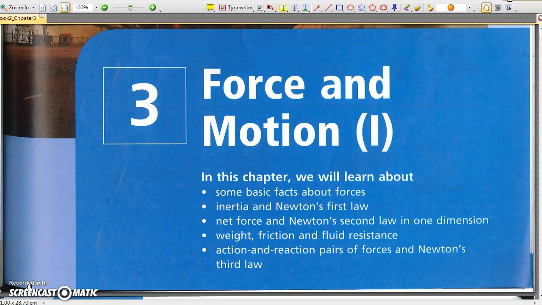Chapter 3 Force and Motion. After studying motions in terms of simple measurements such as displacement, velocity, and acceleration, we will start to investigate the effect of applying a force to a mass to set it into motion.